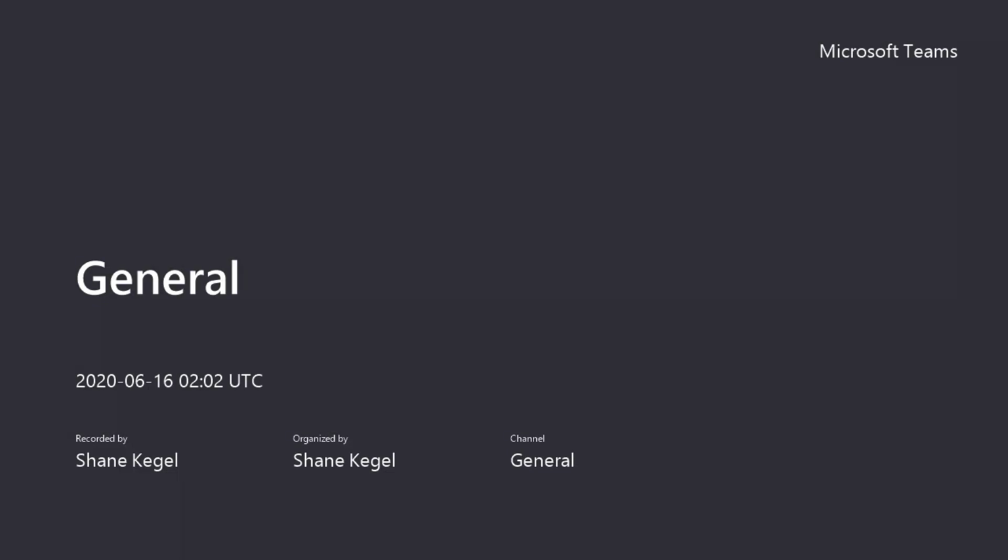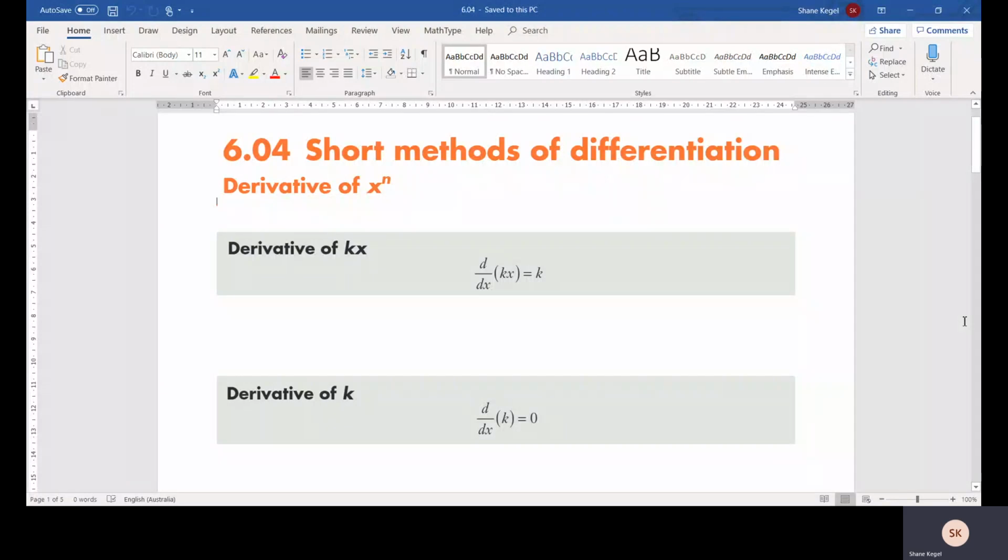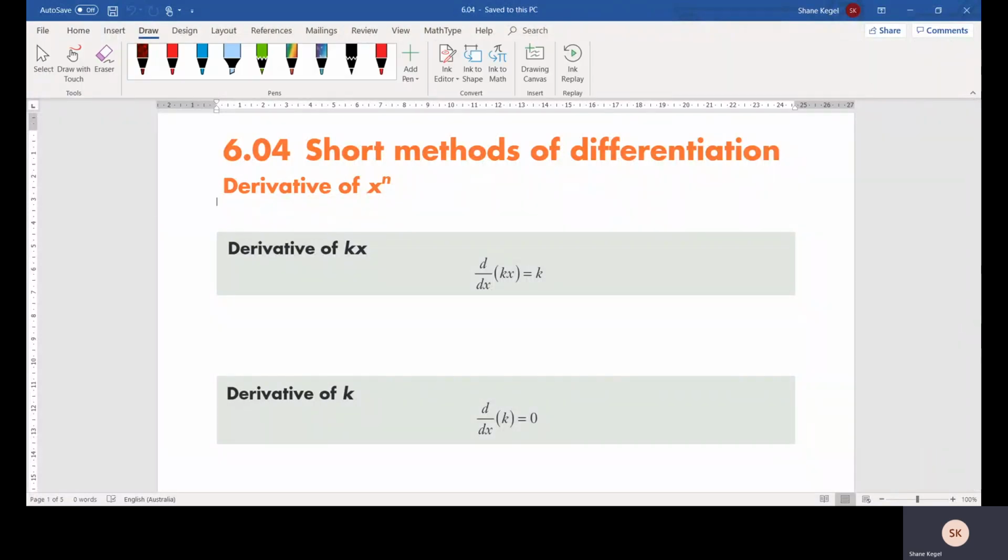Looking at 604 today, which is our short methods of differentiation. So last lesson, we looked at differentiation by first principles, which is quite a long and complex way to differentiate a function. And in 604, we're introduced to the short method, which is essentially like the really quick and really easy way to do that. So what we're provided with is a bunch of different rules.